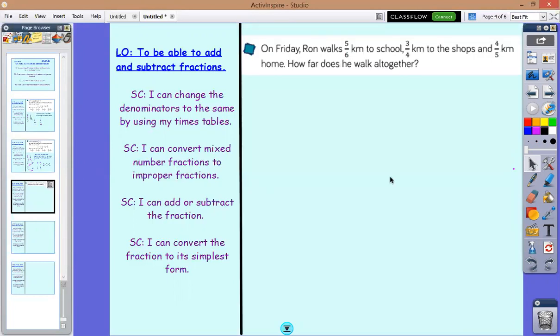I've got another one here. This is an addition one. This is slightly different. So on Friday, Ron walks 5/6 kilometers to school, 3/4 kilometers to shops, and 4/5 kilometers home. How far does he walk altogether? So I'm going to write these fractions down. So 5/6. This is going to be my number sentence. Plus 3/4, plus 4/5.